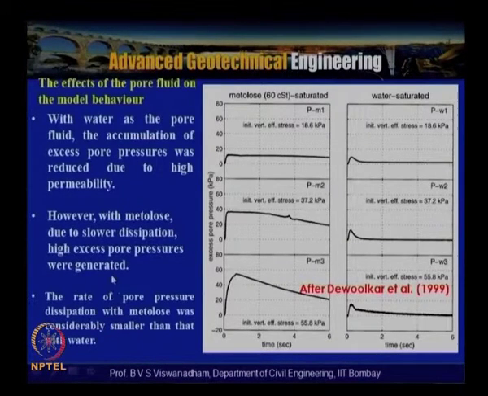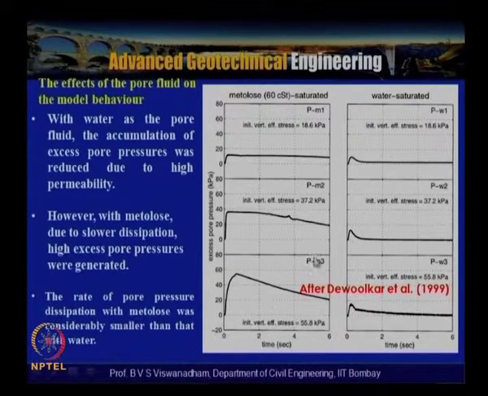It can be seen that the initial vertical effective stress is 18.6 kilopascals. You can see that the pore water pressure is rising up to that level, and here also you have 37.2 kilopascals, and the pore water pressure also rises up to this level, and this is with metolose as the pore fluid.